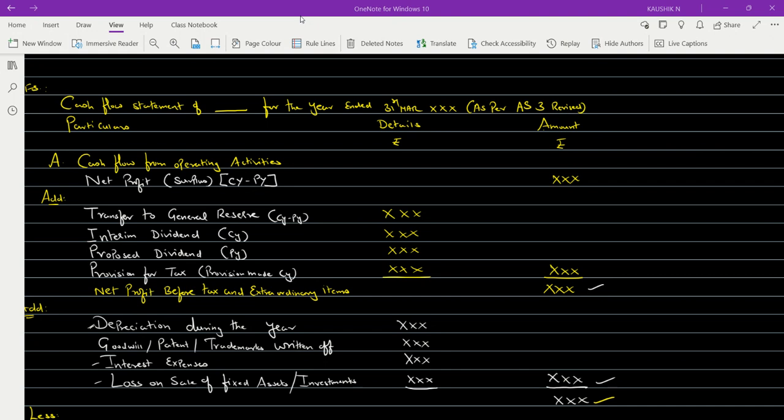The next is increase in bank overdraft. Increase in bank overdraft. The next one, if you see, it is increase in SPR.